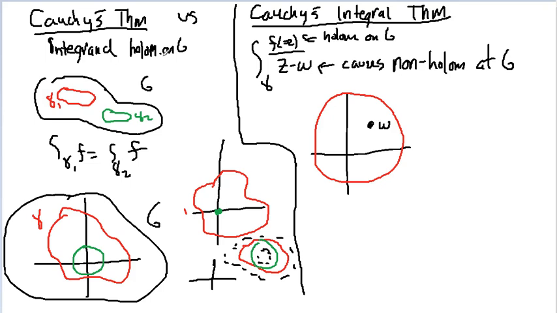So you won't be able to use Cauchy's theorem because you're going to be integrating over something where it's not holomorphic. Right? This has to be holomorphic everywhere. Here the integrand is not holomorphic everywhere. It's not holomorphic at W. So, and let's be even very specific. Let's say that W is like 2 plus 2i.